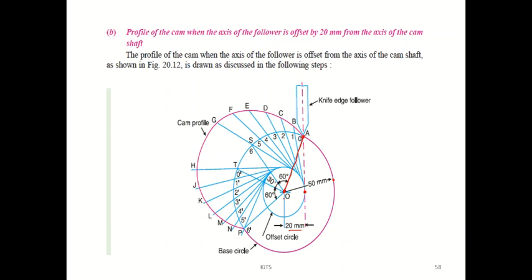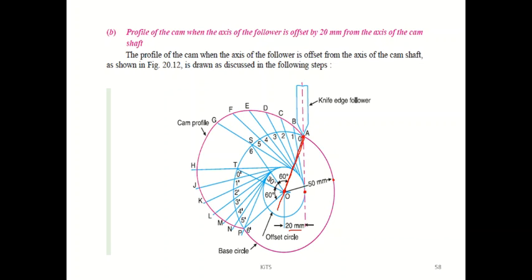Now you have connected this O and 0. Take your protractor and keep the protractor on this line. Now from here, this is 0.